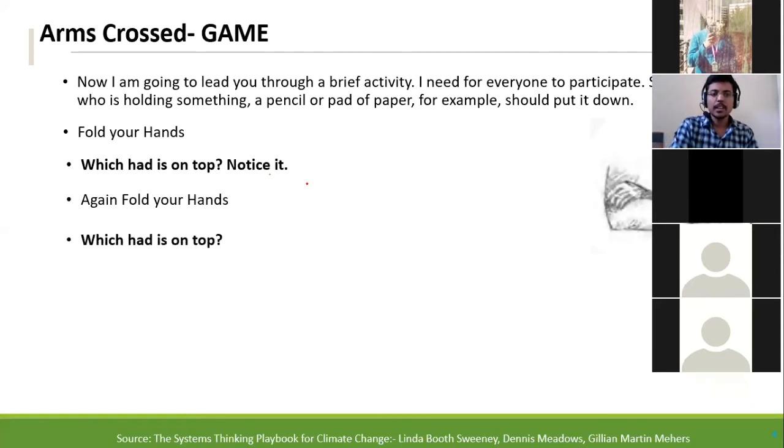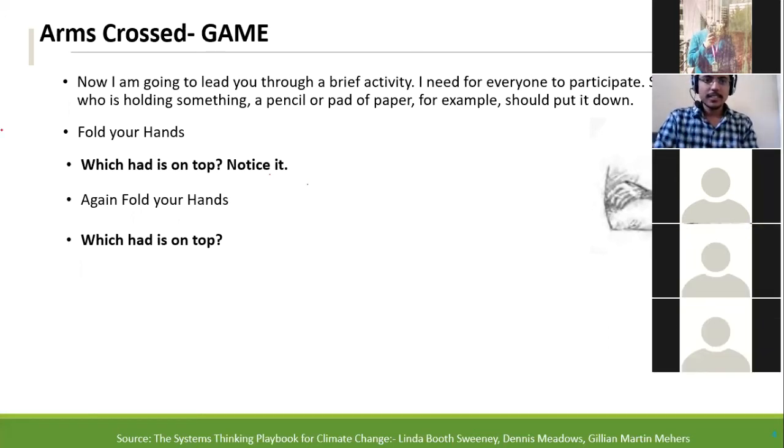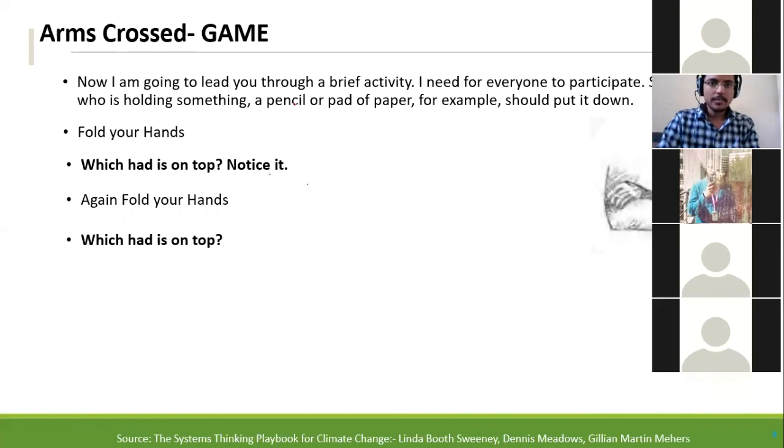Please answer me: which hand was on the top? Let's see, for my case the left hand was on the top. How many of you? You can use the chat section. It will be nice for everybody to read, so yes, you can put it in the chat box.